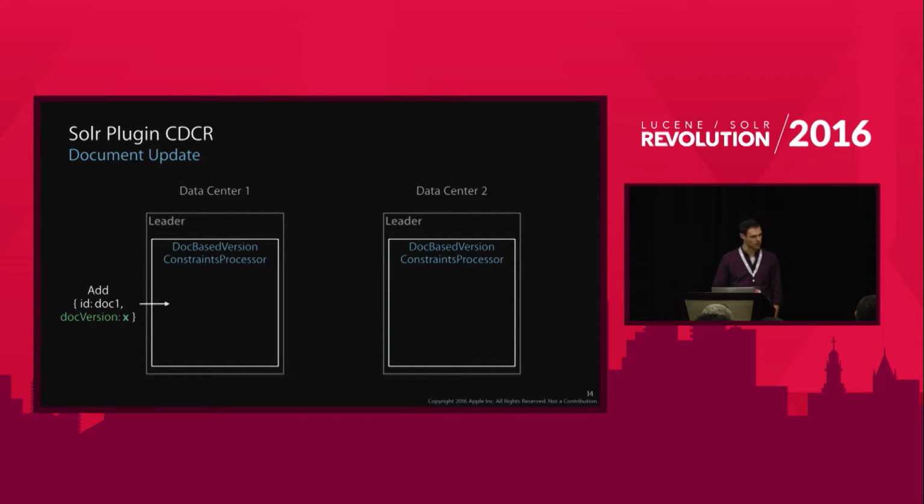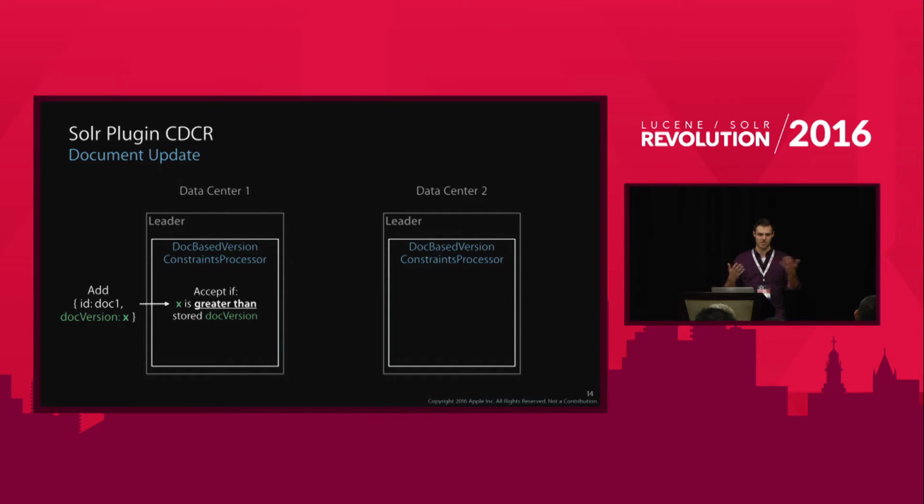So the Solr plugin approach is a little bit different, and this is where our doc-based version constraints processor comes into play. We don't use the internal Solr version. We use a separate version field, let's say doc version, and this is what the doc-based version constraints processor acts on. And the logic is like so. You submit a document with fields and ID, all that stuff, and some doc version X. And the logic is accept X if it's greater than anything I've seen before.